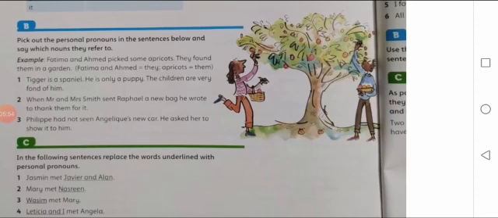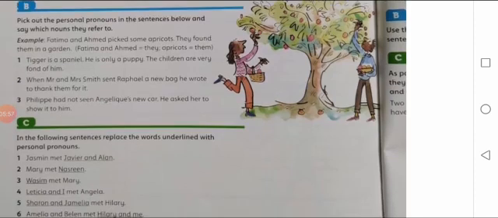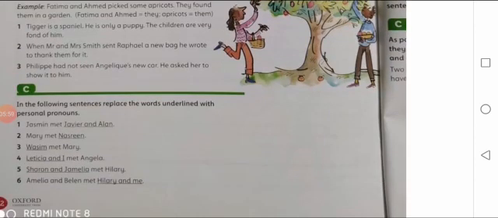Come on, C part. C part is: in the following sentences, replace the underlined word with personal pronouns. Jasmine met Javier and Alan. Javier and Alan are nouns. We have to replace these two nouns with a pronoun. So we will write: Jasmine met them. Them is used for Javier and Alan. Mary met Nasreen. Nasreen can be replaced with her. Wasim met Mary. Wasim can be replaced with he.